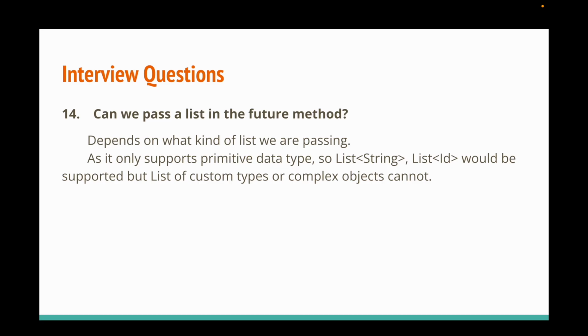So a list of strings or a list of IDs can be supported, but a list of custom types or complex objects cannot. So we can pass a list, but it can be a list of primitive data types such as strings or IDs. But if we want to send a list of custom types or custom objects, it cannot support that.